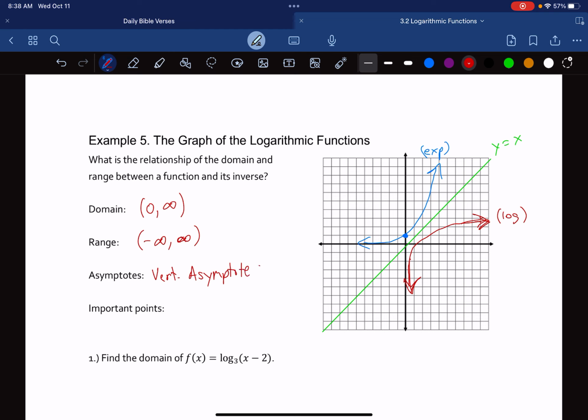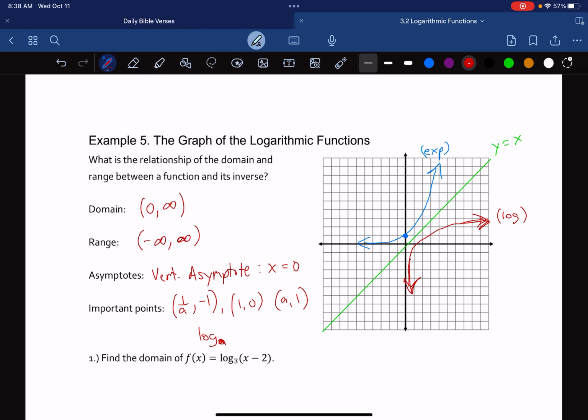And it's at x equals 0. Some important points: (1/a, -1), (1, 0) is an important point, and then, of course, (a, 1) is an important point. So make sure that you know those points, where a, of course, is the base, right? Log base a, like that, where a is the base.